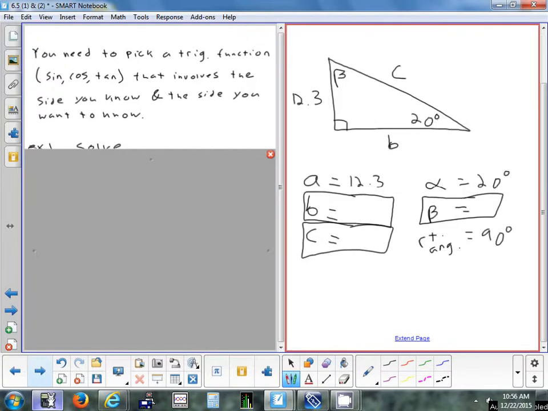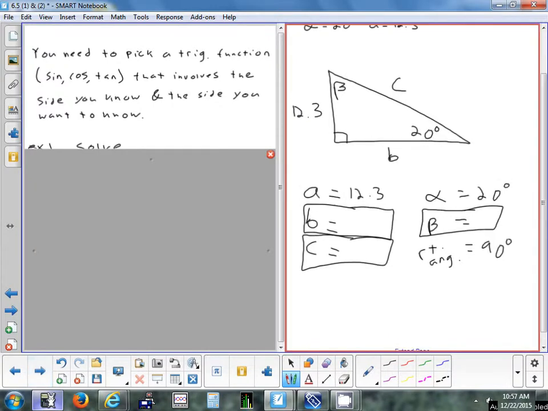Autumn, you were saying we can get beta right away. How come? Because there's a theorem saying that all 3 angles of a triangle add up to 180. Yep, all the angles have to add up to 180, so if you know 2, you automatically know the third one, just subtract from 180. So what is beta? 70.